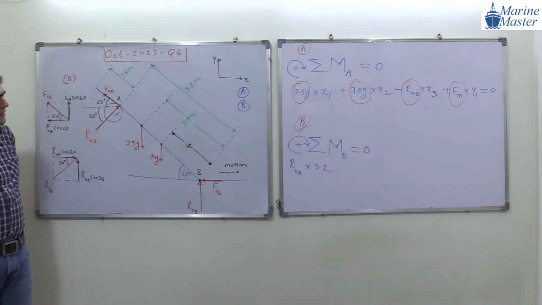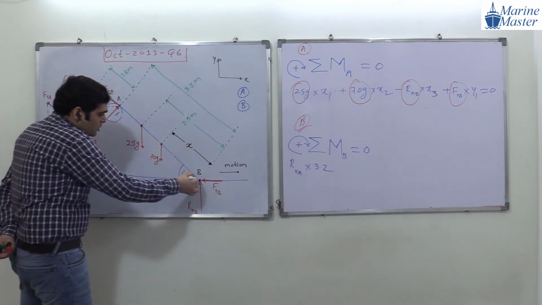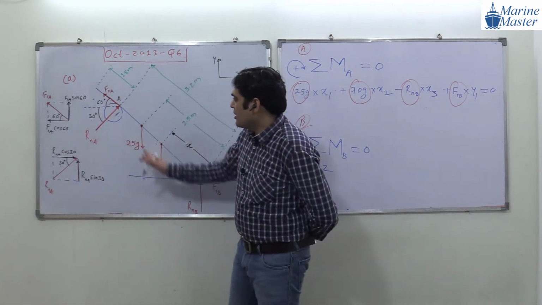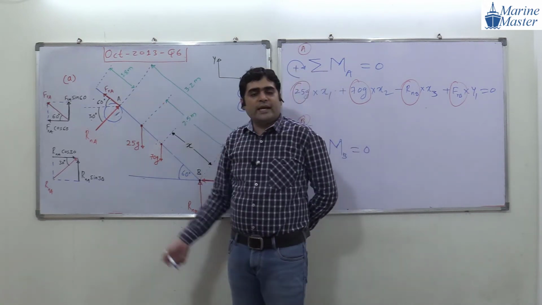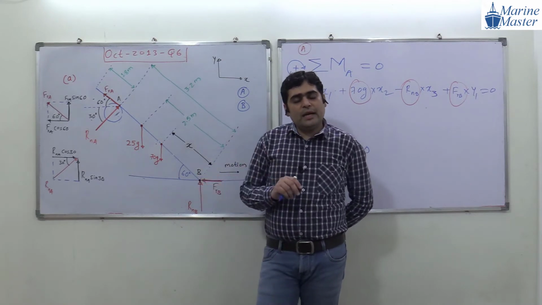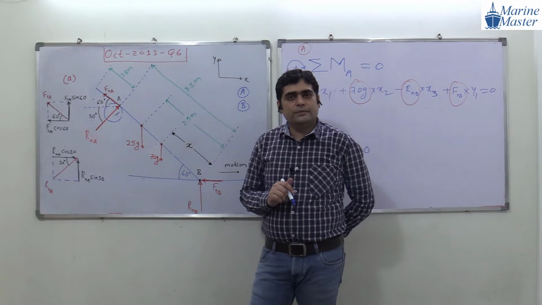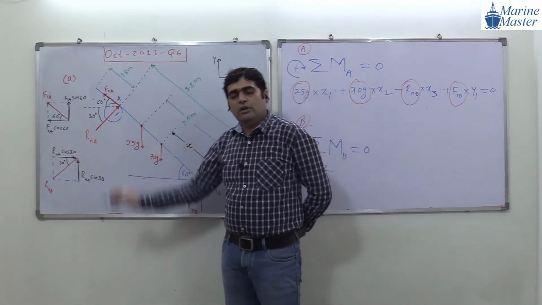See how it is passing. See this scenario, guys. If you extend this line, it is passing through the point B. If FRA is passing through point B, then what will be the scenario? No moment. So FRA will not come into the picture.